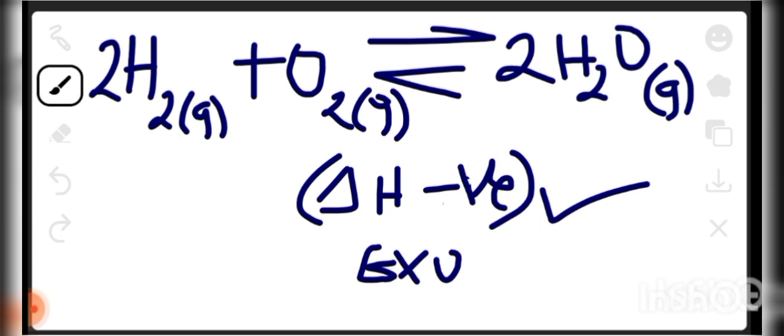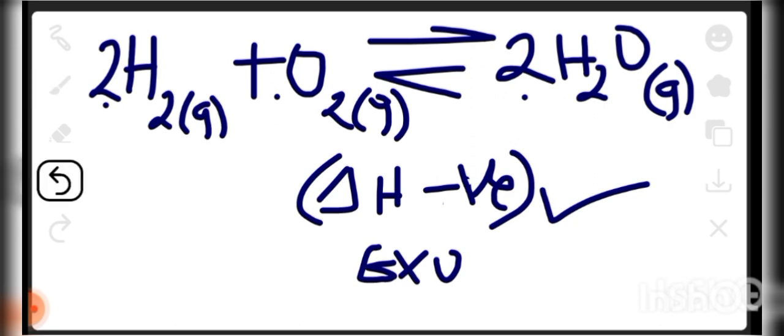Then number 2, for pressure, this side has 3 moles, so I have just 2 moles on the other side. So if I increase pressure, it will move to the side where I have a lesser number of moles. If I decrease pressure, it will move to the side where I have the higher number of moles. Then that is just that.